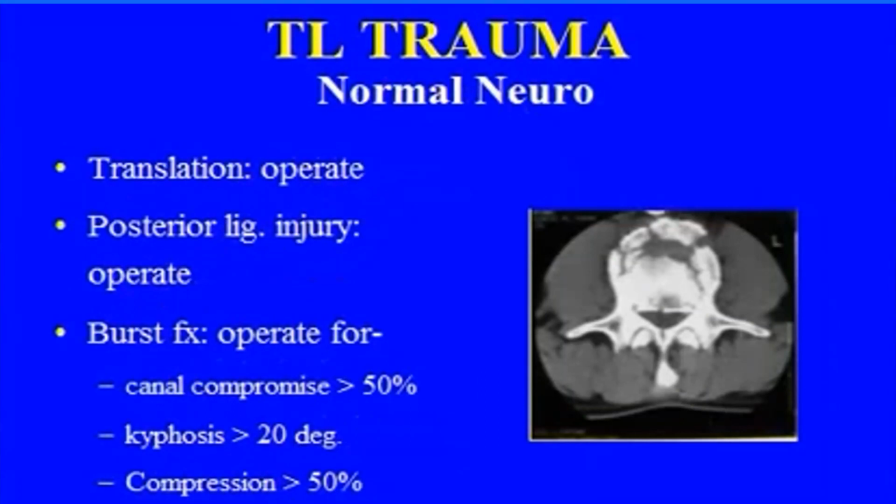These are translation injuries. I told you, in multiple crush fractures of the vertebral body, be aware of posterior ligament injuries. You should operate on patients where you have canal compromised by more than 50%, or you have a kyphosis which is more than 20 degrees. So be careful about this.